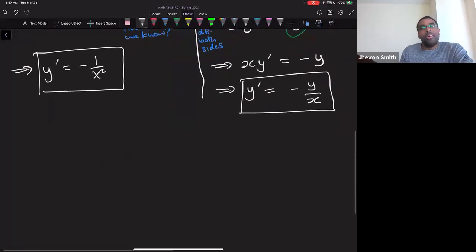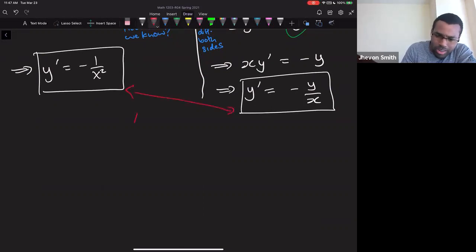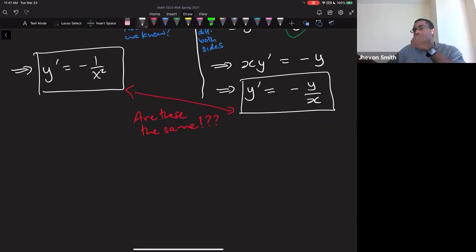Now, at this point, you might be taken aback just a little bit, and you might wonder, are these the same? I mean, one answer has y's in it, the other one has x's only. How do I know these are the same thing? How do I know that implicit differentiation didn't just mess up and we got something we weren't supposed to, like there's something wrong with the answer on the right?